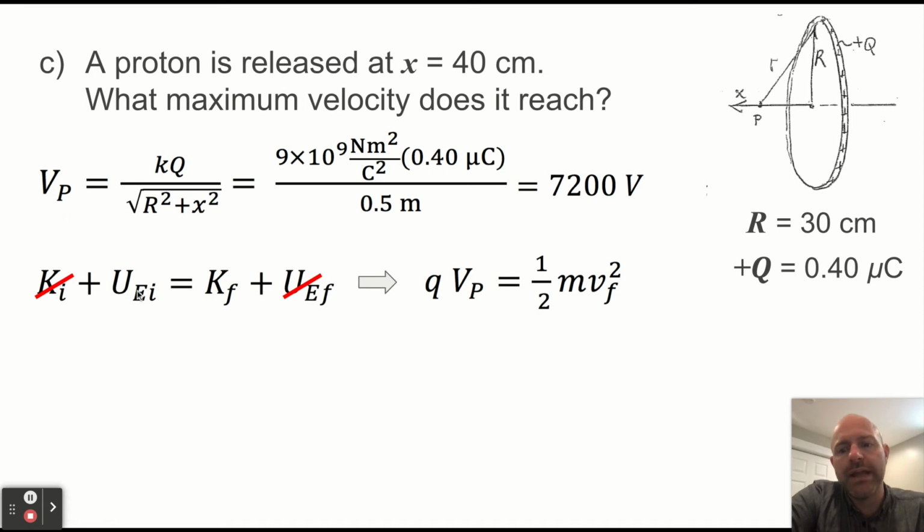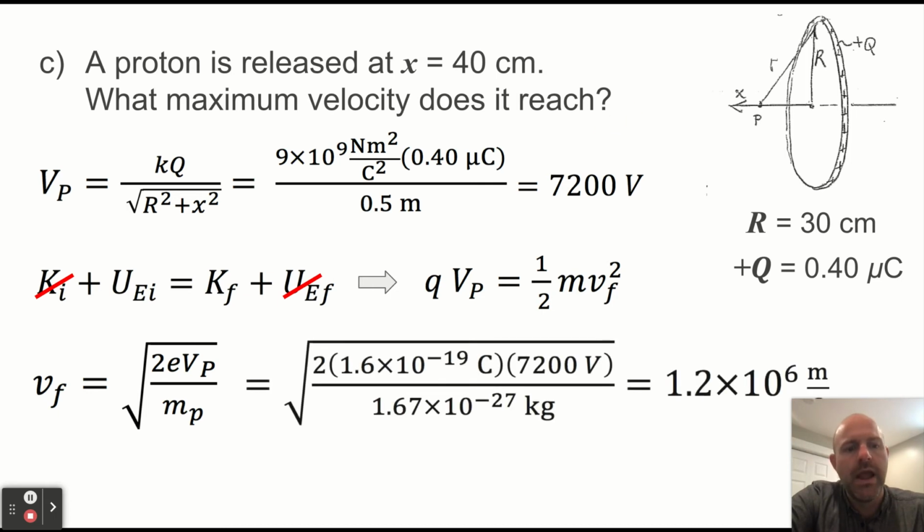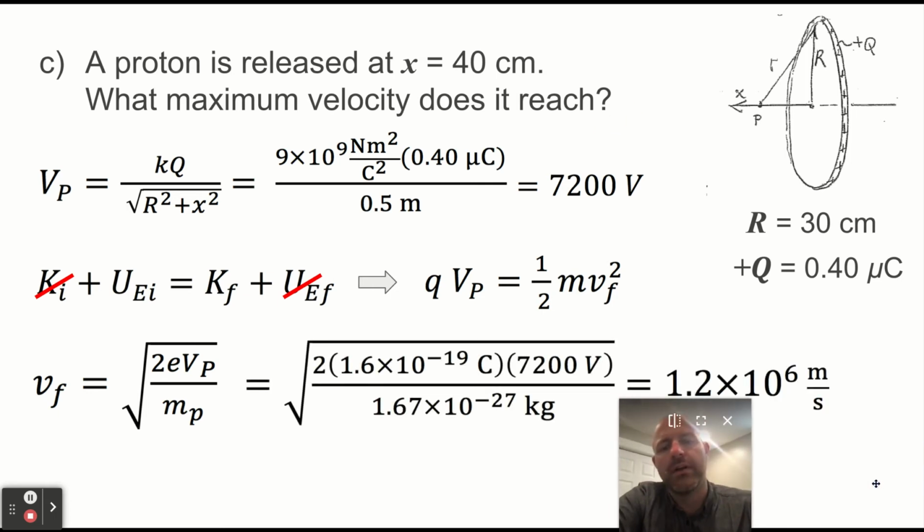So what we can do is replace electric potential energy with Q times the electric potential. We already have the potential. And 1/2 mv squared for our kinetic energy. Solve for V final. And we put everything in. I'll move my picture out of the way. We get 1.2 times 10 to the 6th meters per second. So pretty fast.